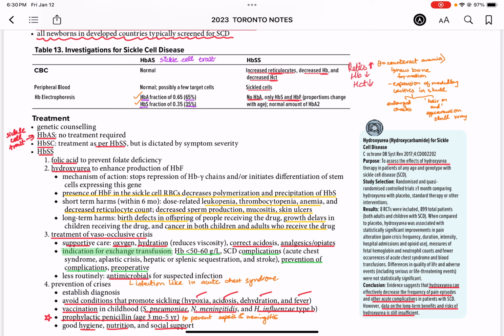Hydroxyurea enhances the production of hemoglobin F. What hemoglobin F does is it tends to decrease the polymerization and precipitation of hemoglobin S. So hemoglobin S is the one which forms sickles, right? So the presence of hemoglobin F in the sickle cell RBCs decreases the polymerization because it stops the repression of hemoglobin gamma chains and initiates differentiation of stem cells expressing this gene. So this is the mechanism of action, which is not important. All we need to know is that it enhances the production of hemoglobin F.